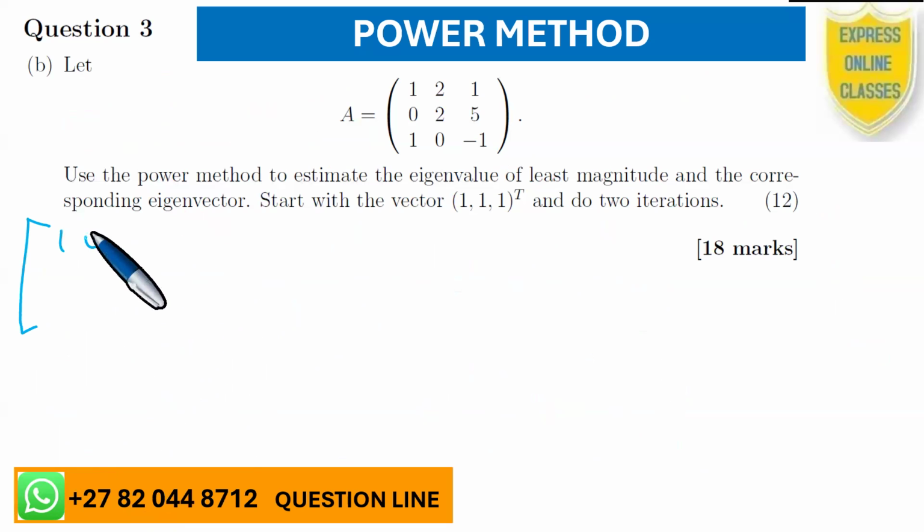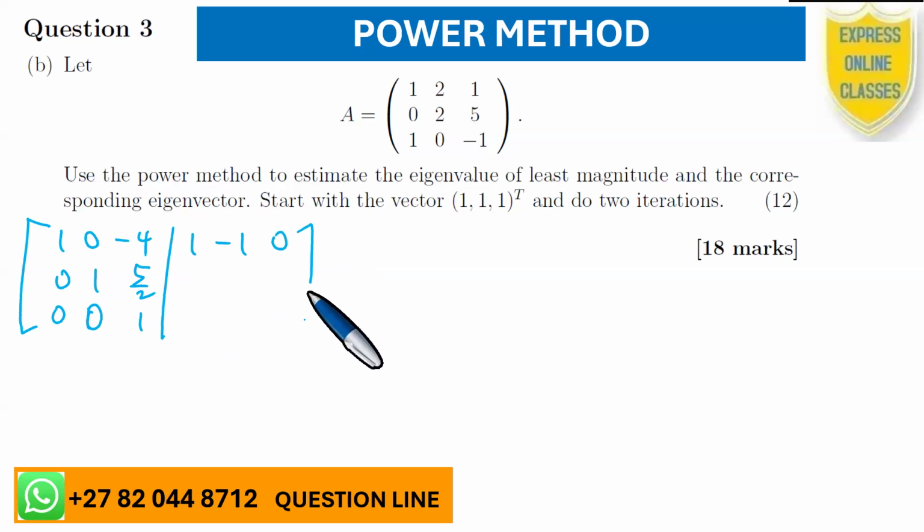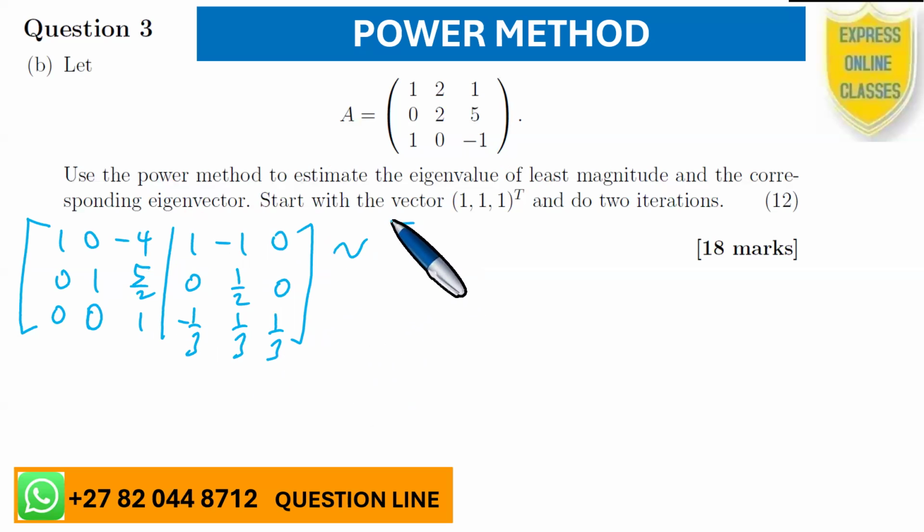I'm looking at 1, 0, minus 4. That's what we wrote earlier. 0, 1, 5 out of 2. 0, 1, 1, 0, yeah, 0, 0, 1. 1 minus 1, 0. 0, 1 half, 0. Minus 1 third, 1 third, 1 third. Right, so now we continue.